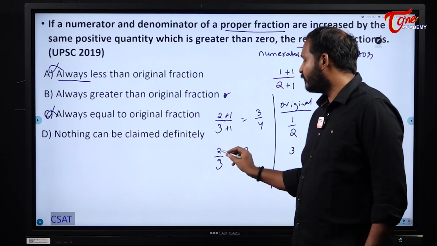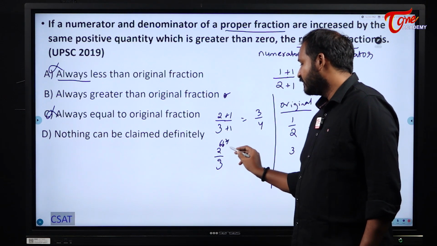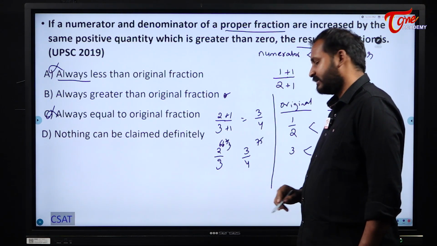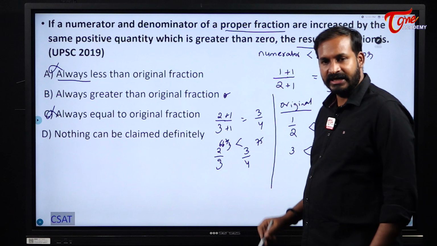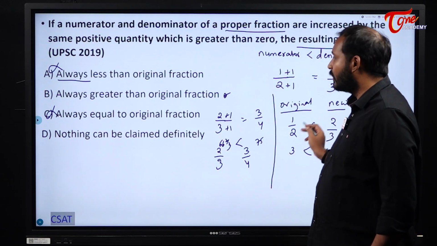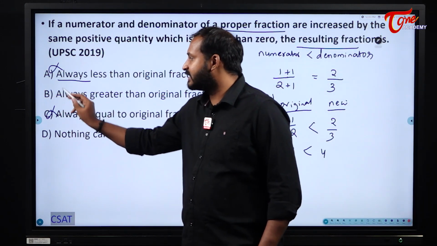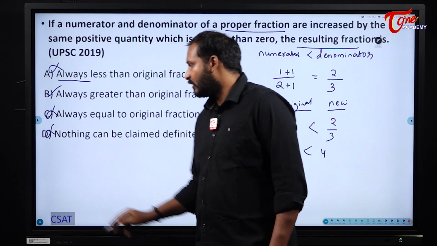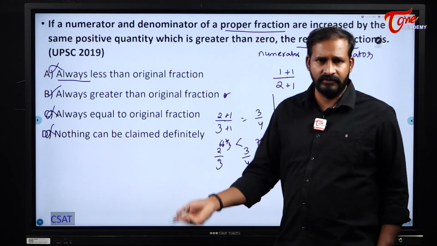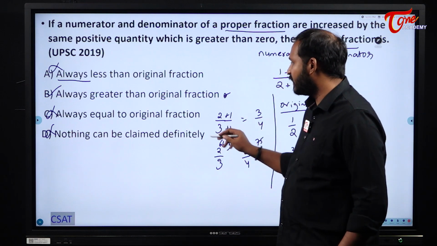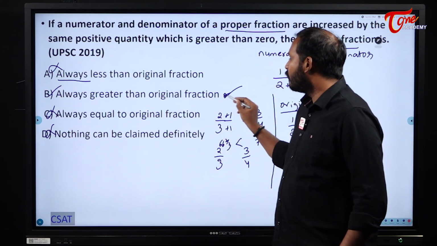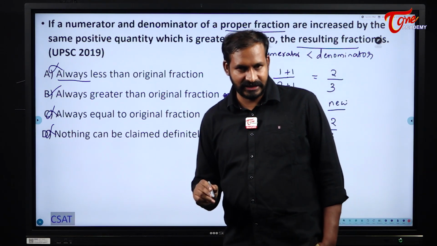2 by 3 or 3 by 4, which is greater? You will know generally 2 by 3 means about 66%. 3 by 4 means 75%. So which one is greater? Obviously this is greater. If you observe carefully, you will get always greater. So this one is also wrong. Try with 2 to 3 more examples, students, so that you will get that always greater than the original fraction will become our answer.